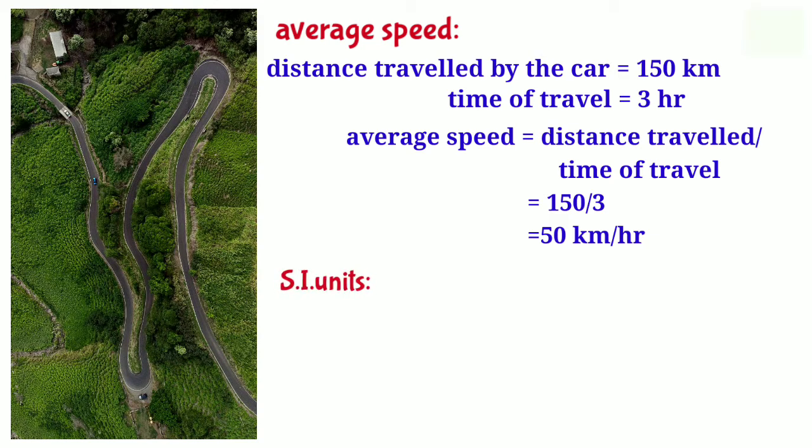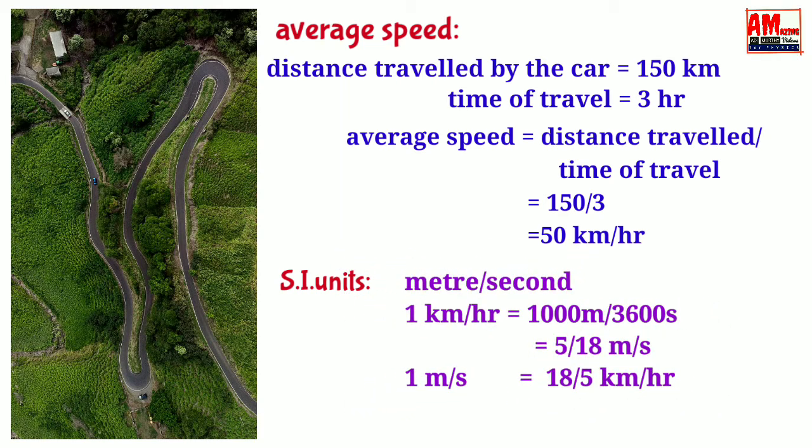SI unit for speed is meter per second. Since meter per second is a small unit, in daily life we use kilometer per hour. 1 kilometer per hour is equal to 1000 meter by 3600 second, that is equal to 5 by 18 meter per second. If you want to convert kilometer per hour into meter per second, we have to multiply with 5 by 18. Likewise, 1 meter per second is equal to 18 by 5 kilometer per hour. If you want to convert meter per second into kilometer per hour, we need to multiply with 18 by 5.